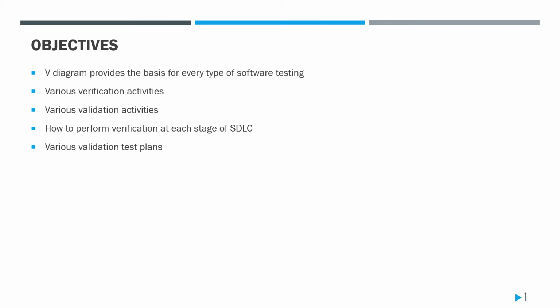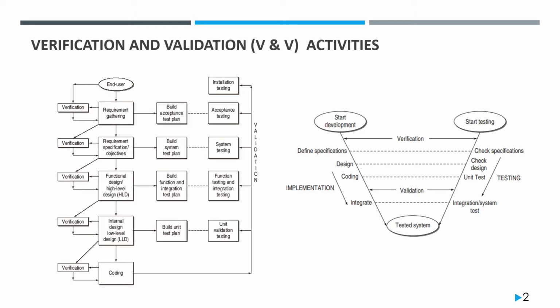The major objective of this unit is the V diagram. It provides the basis for every type of software testing, then various verification activities, various validation activities, how to perform verification at each stage of SDLC, and various validation test plans. In the previous unit, we have already discussed a lot about the V diagram, which provides these insights. Testing can be implemented in the same flow as SDLC. So here we are talking about SDLC and testing.